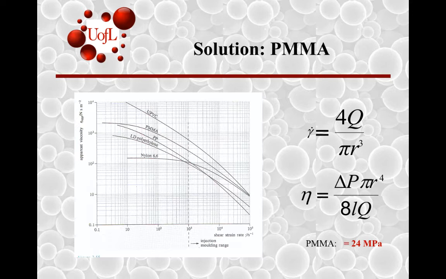You get it to be 24 megapascals, compared to the 8 kilopascals. So about 4 orders of magnitude difference in terms of the delta P that is required. Something to pay attention to about the differences between processing liquids and processing solids or high polymers.